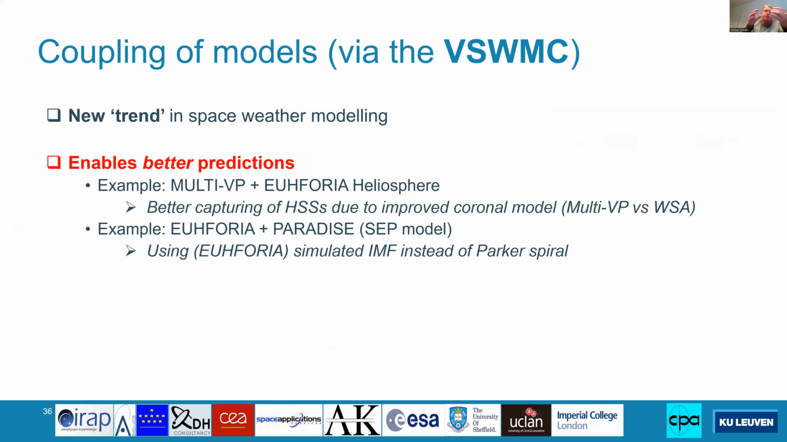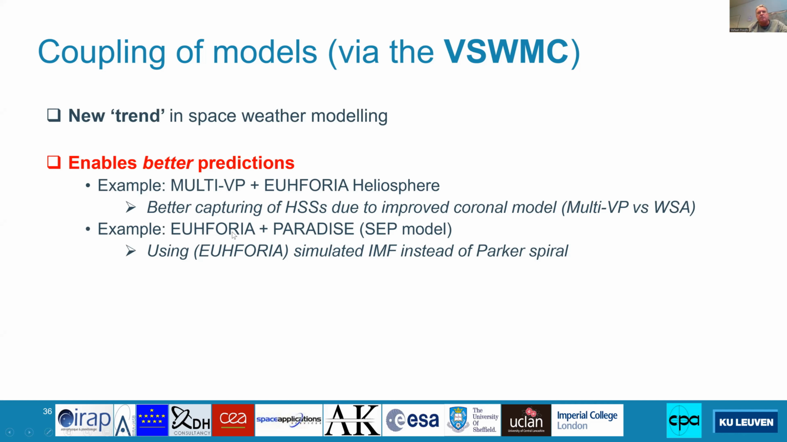For instance, if you replace the Wang-Sheeley-Arge coronal model by a better model, we have tried it with MULTI-VP, which is another coronal model from Toulouse, we actually improved the modeling of the high-speed streams in the background wind. EUHFORIA is doing badly on the high-speed streams, the traditional EUHFORIA, I mean. But if you get a better physics-based model, because MULTI-VP is also an MHD-based model, you can get a better background wind, which is of course very important also for the CME evolution.